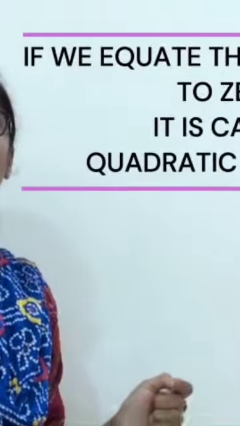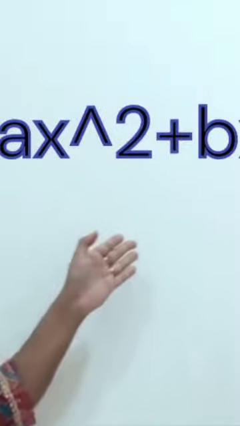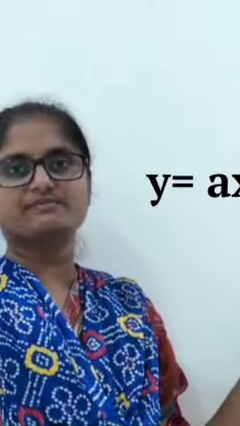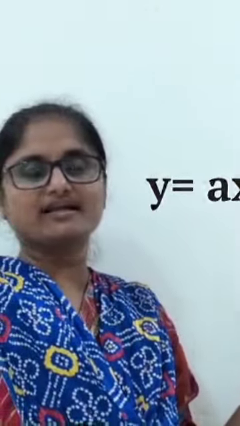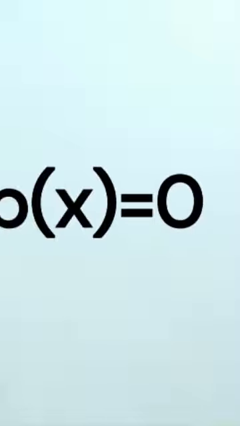The general form of a quadratic equation is ax square plus bx plus c is equal to 0, where a, b, c belong to R and a should not be equal to 0. Also, y is equal to ax square plus bx plus c can be called a quadratic function. So any equation of the form p(x) is equal to 0 of degree 2, we can call a quadratic equation. Many mathematicians dealt with quadratic equations.